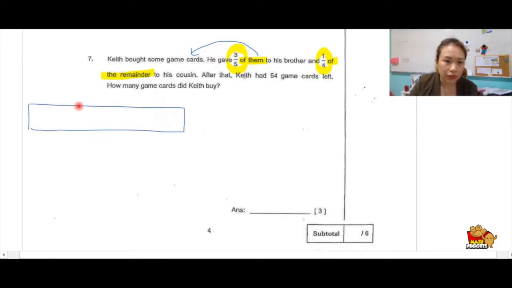So this is Keith. I cut into 5. Out of which 3 out of 5 was given to the brother. 1/4 of the remainder. Now they want the remainder to be 4 parts. Okay, but the remainder right now we have 2. So I can easily just cut them into 4 by splitting it this way. And don't forget, you have to split the rest of the units as well. Now, 1 out of 4 of the remainder to the cousin. So this one is to the cousin.